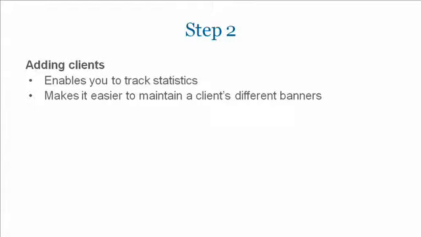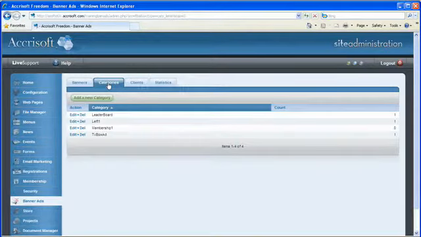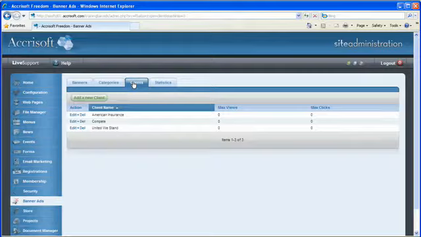Once the ad placement and categories are established, you'll want to add clients, and you'll then be able to track statistics by client, and it will be easier to maintain a client's different banners. Currently on the Clients tab, you have 3 clients. Since you may want to set up your clients to pay by the view or by the click, you see here columns for max views and max clicks. So let's add a new client now by clicking on the Add a New Client button.